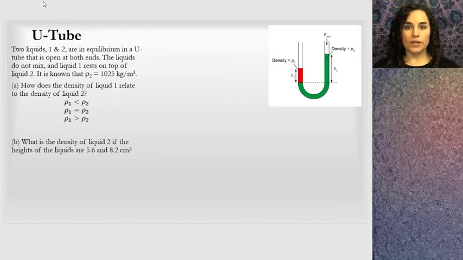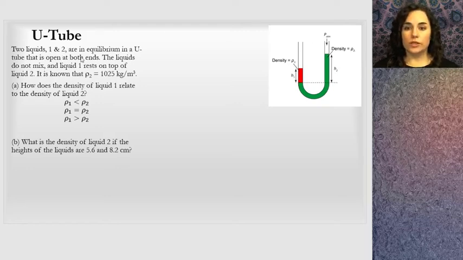The next problem I chose is the U-tube problem. And you can see that there's a tube shaped like a U, and in it are two fluids, this red fluid and this green fluid. The red they're calling 1, and the green they're calling 2. There's an h1 and an h2 and a density 1 and a density 2.